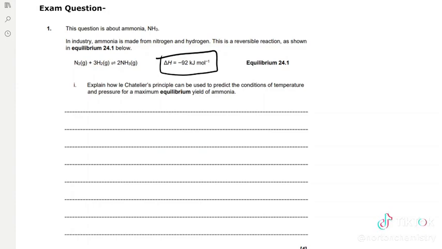So let's deal with temperature first. So the forward reaction is exothermic. That means the reverse reaction is endothermic. So we're going to want to decrease the temperature to shift the equilibrium to the right, because exothermic reactions release energy to their surroundings. So if we decrease the temperature, then the exothermic direction will be favoured, because the equilibrium will shift to oppose a change to increase the temperature.